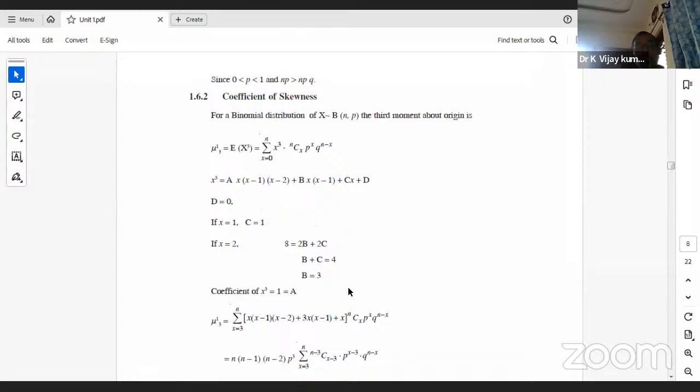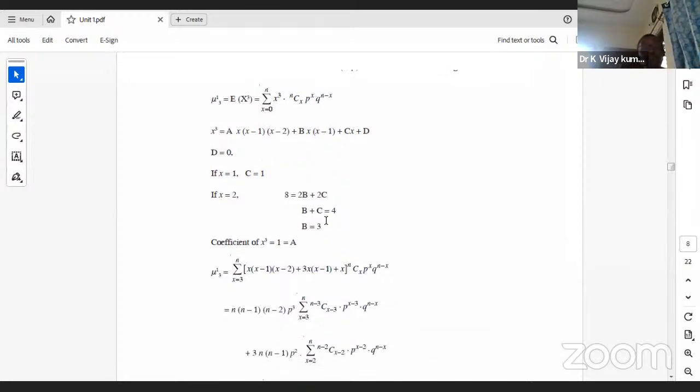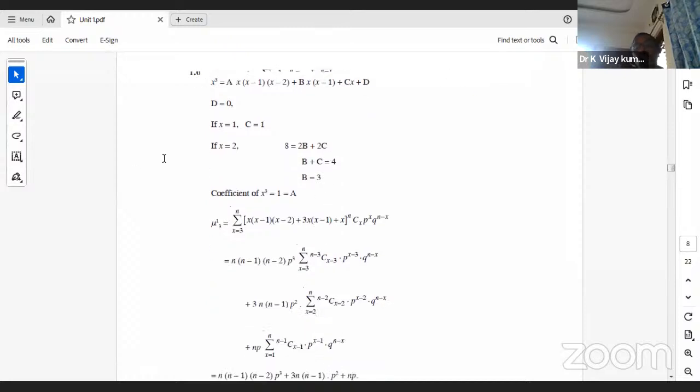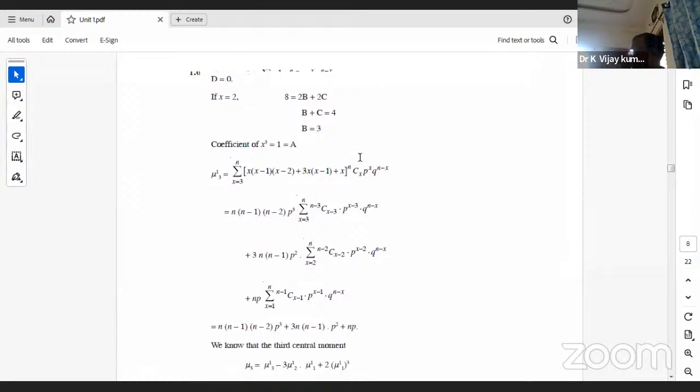After simplification of this, from the left side we get 8 equal to b plus c, and automatically b is equal to 3. So for x cube equal to 1, we get a equal to 1.